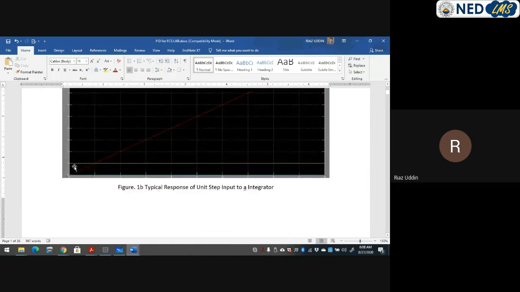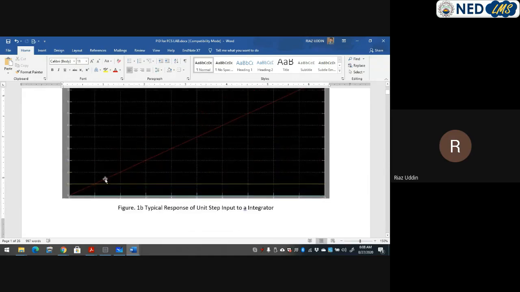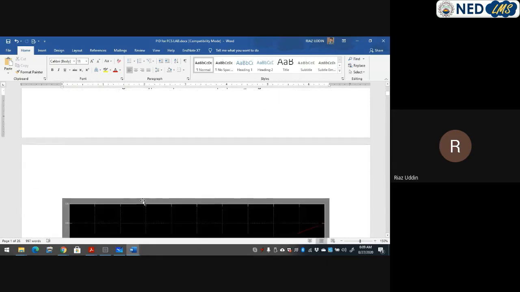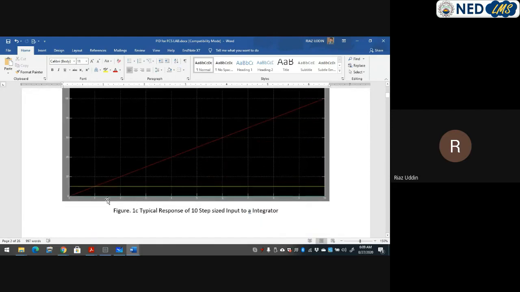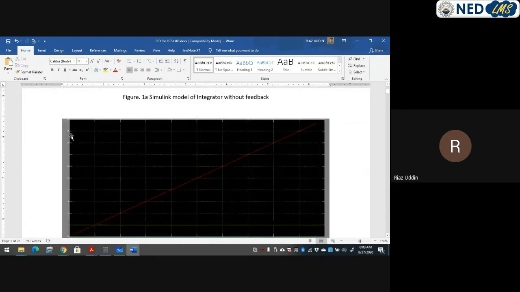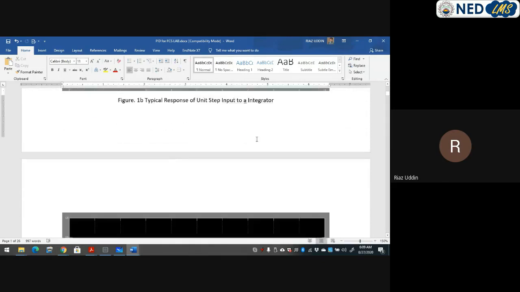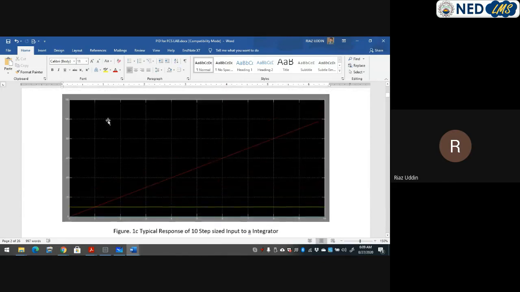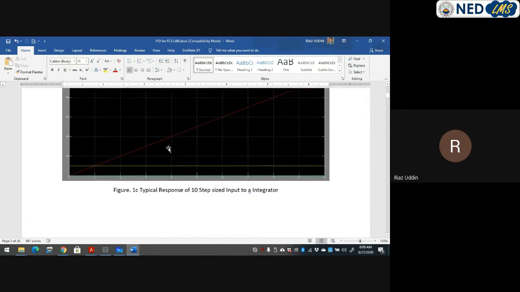So we can see when you give a step input, the integral response is simply a ramp. I'm going fast, one by one, so that you can get some idea, and at the end of this lecture you will be able to understand how to tune your parameters to get the desired response of your wish. Okay, so now what happens when you give a step input with a step size of 10? It gives the same result, and again if you give a step size of 100, it gives again the same result.